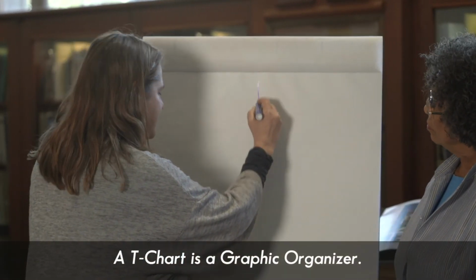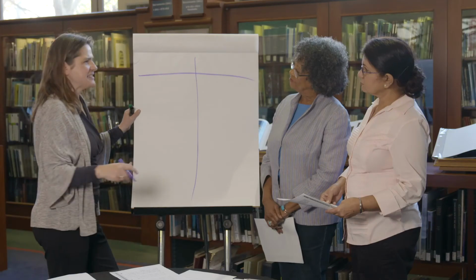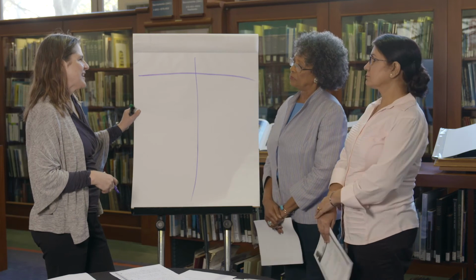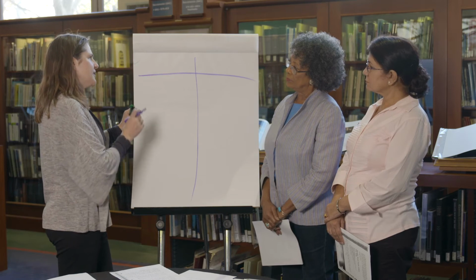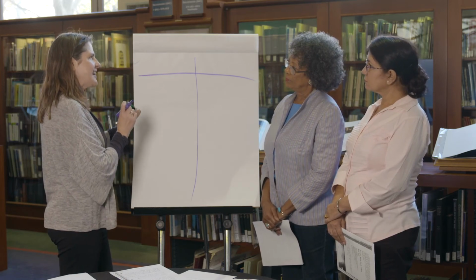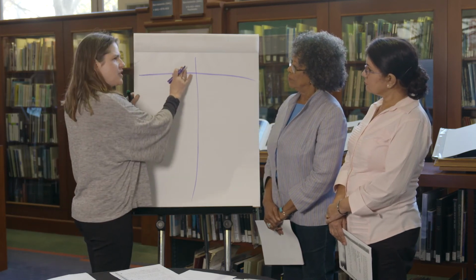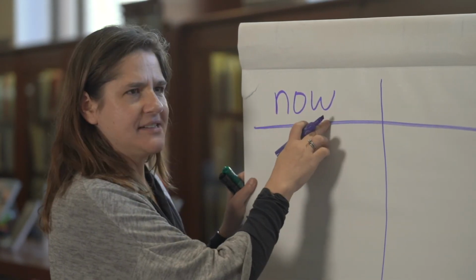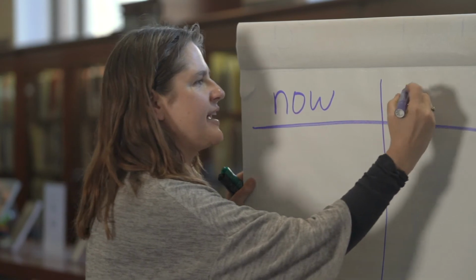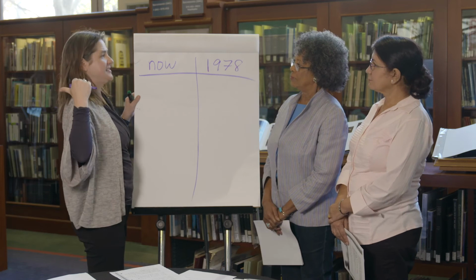So I'm going to show you something I like a lot. It's called a T-chart. A T-chart is just like this, whoop and whoop. Voila, a T. I like them because they're easy to make in tutoring, and also, it's a graphic organizer that can help us compare and contrast items very clearly. So on this side of the T-chart, I'm going to put now. This is the present tense. And on this side of the T-chart, I'm going to write 1978, and that's the past, okay?